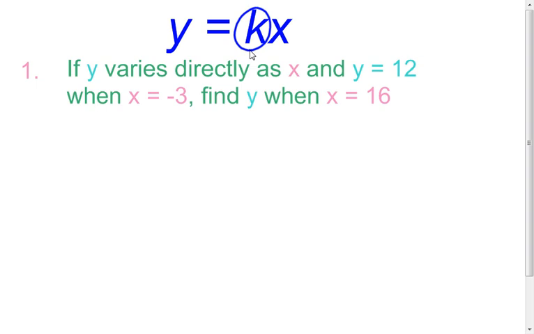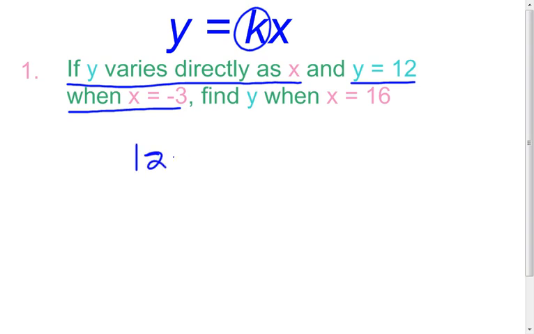You're going to start with this first sentence here: y varies directly as x. We're going to plug in y equals 12 and x equals negative 3, and we're going to stop right there and solve for k. So when I plug that in, I have 12 equals, I don't know what my k value is, but I know that my x is negative 3. So then I divide by negative 3, and of course k equals negative 4. Okay, so that's your constant.